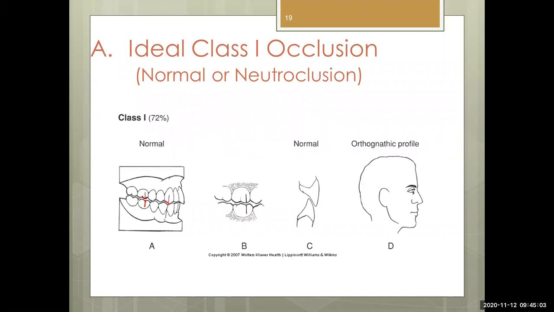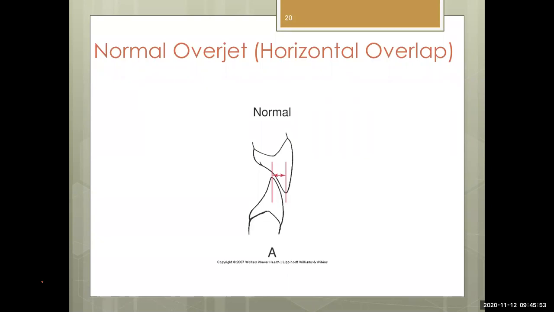For your canine, the cusp or the incisal edge fits between the canine and your first premolar. So this is the mesiobuccal cusp, fits into the groove. Normal, remember you've got your teeth divided up into thirds. For your overbite, your overbite is here and your overjet is here. You've got your neutral orthognathic profile. Normal overjet.